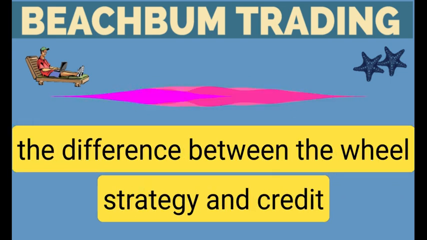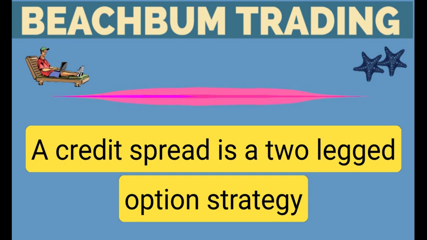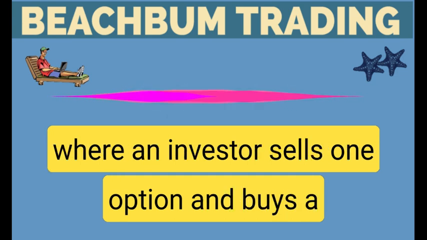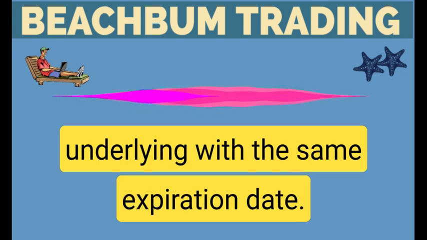To understand the difference between the wheel strategy and credit spreads, let's look at how credit spreads work. A credit spread is a two-legged option strategy where an investor sells one option and buys a further out-of-the-money option in the same underlying with the same expiration date.